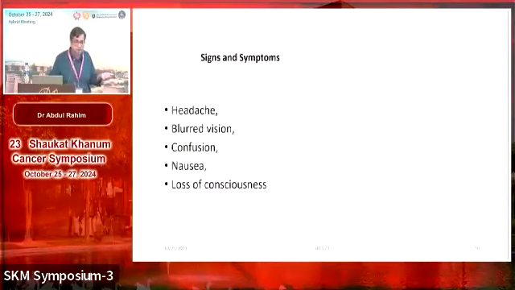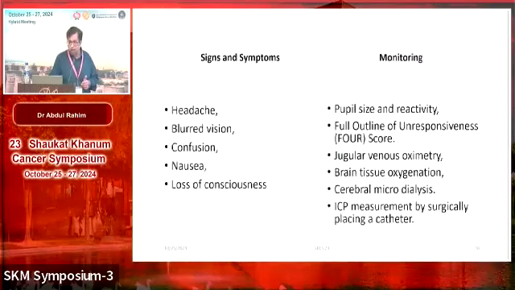Headache is the first and the most common symptom that these patients have. They have blurred vision, they have confusion, they have nausea, and so on and so forth. And if not treated appropriately and timely, they end up in loss of consciousness. How do we monitor them? If we know that the patient has intracranial hypertension, how do we do it? There are some bedside modalities that we use. Pupillary size and pupillary reaction is one of them, a very common bedside test that does not require an ICU.